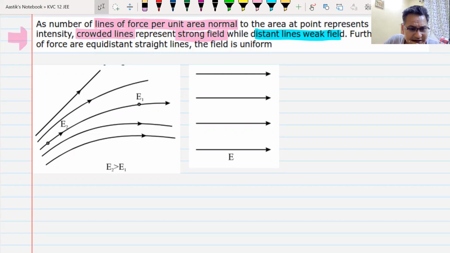Why is it constant in magnitude? Tell me, how do you understand that it is constant in magnitude? All these are theoretical questions, questions that are going to come in your JEE. How do you understand that this is constant in magnitude?